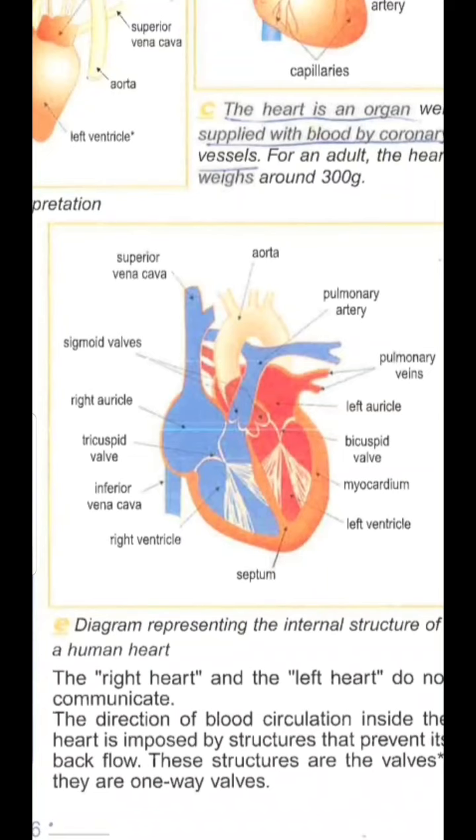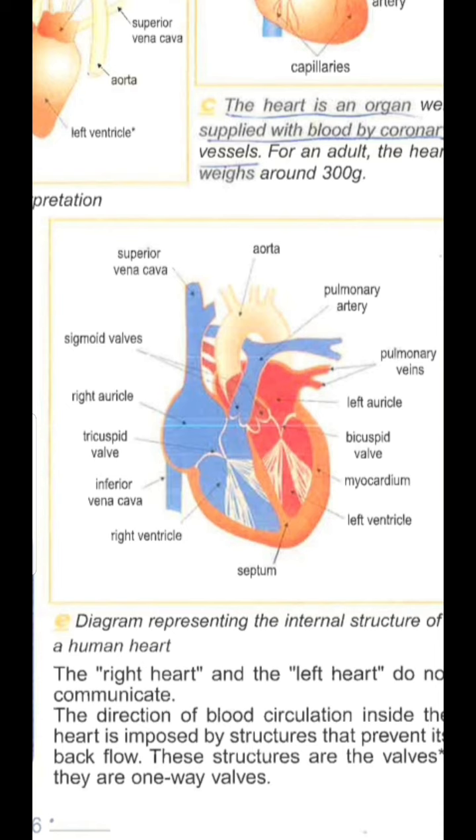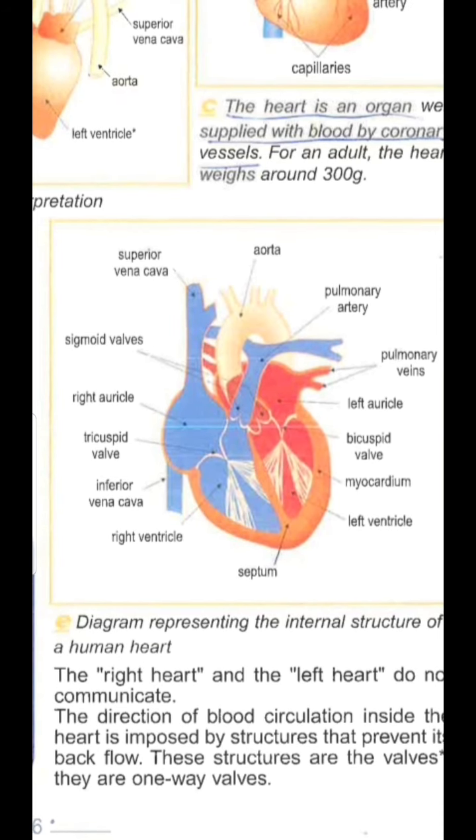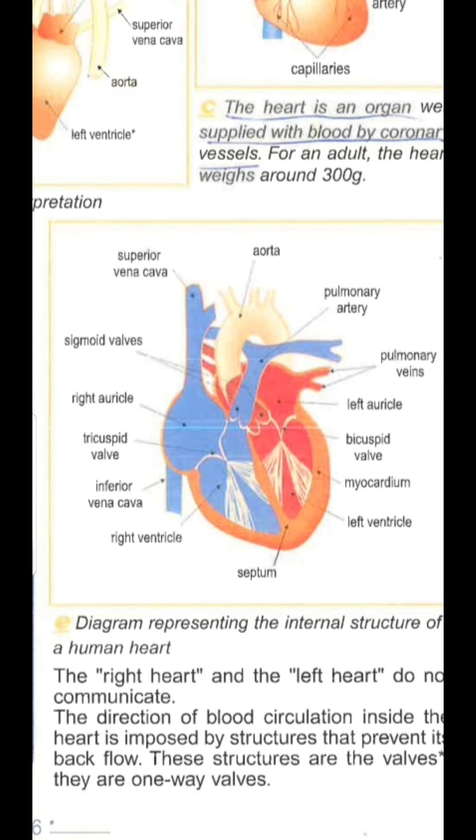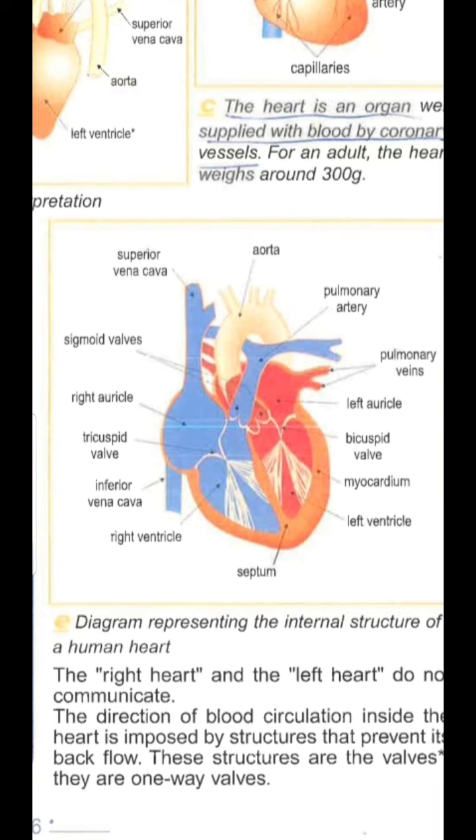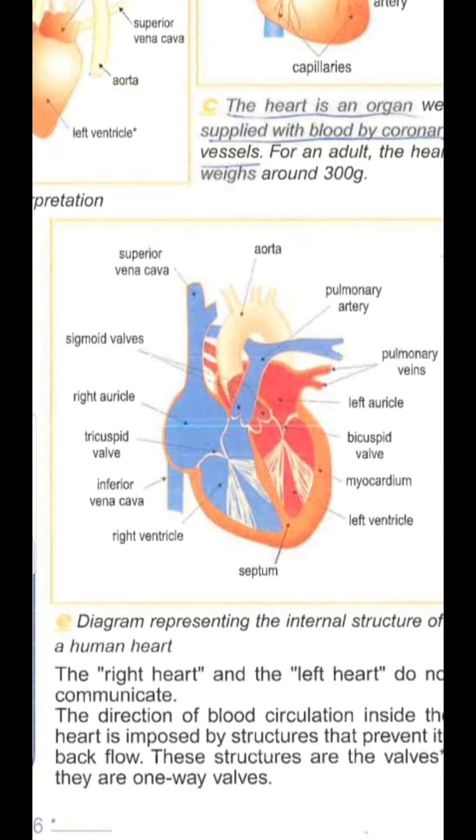I can imagine the heart as a home. The auricles and the ventricles are the rooms. So the doors separating the rooms are the valves. I have the bicuspid valve and the tricuspid valve. Okay, so these are the heart structures.